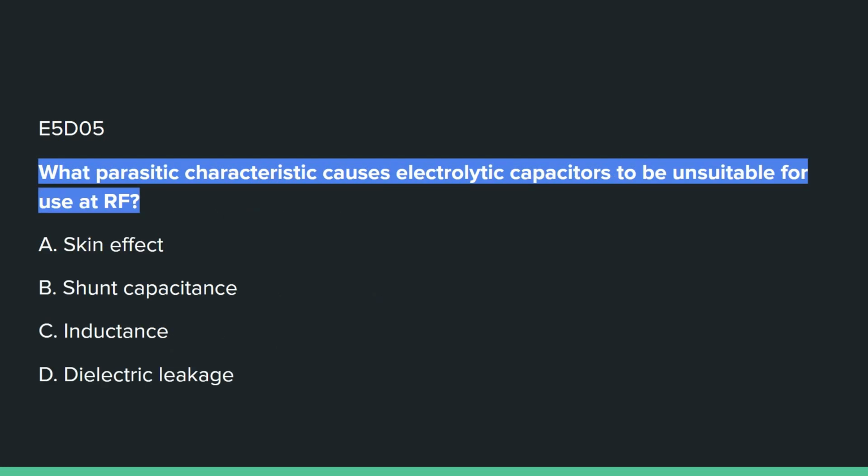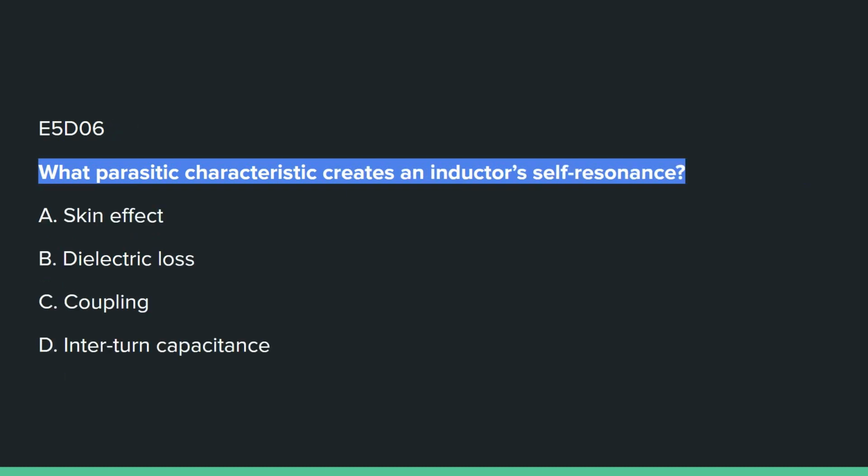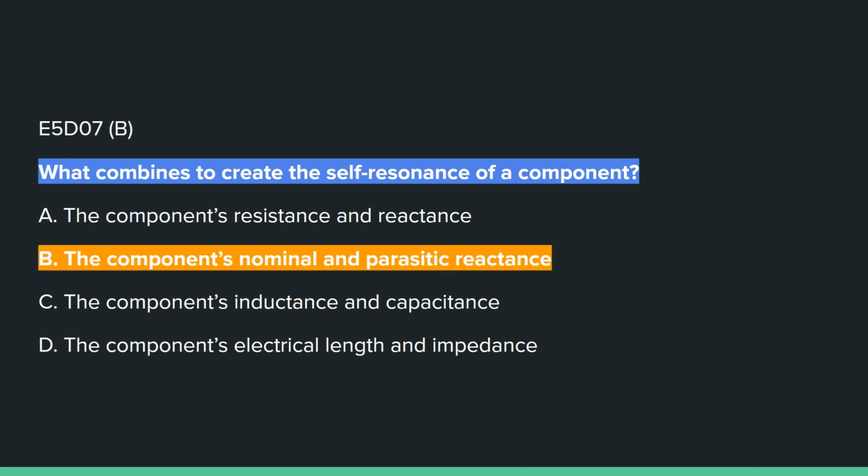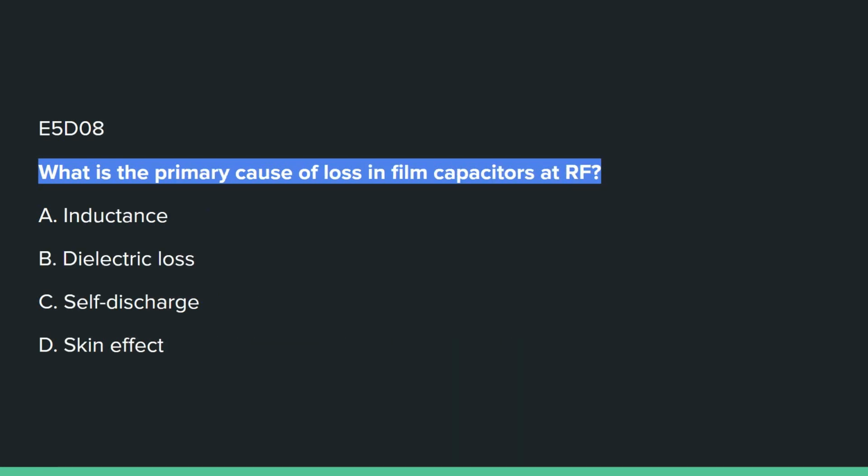E5D05, what parasitic characteristic causes electrolytic capacitors to be unsuitable for use at RF? And that's C, inductance. E5D06, what parasitic characteristic creates an inductor's self-resonance? D, interturn capacitance. E5D07, what combines to create the self-resonance of a component? B, the component's nominal and parasitic reactance.